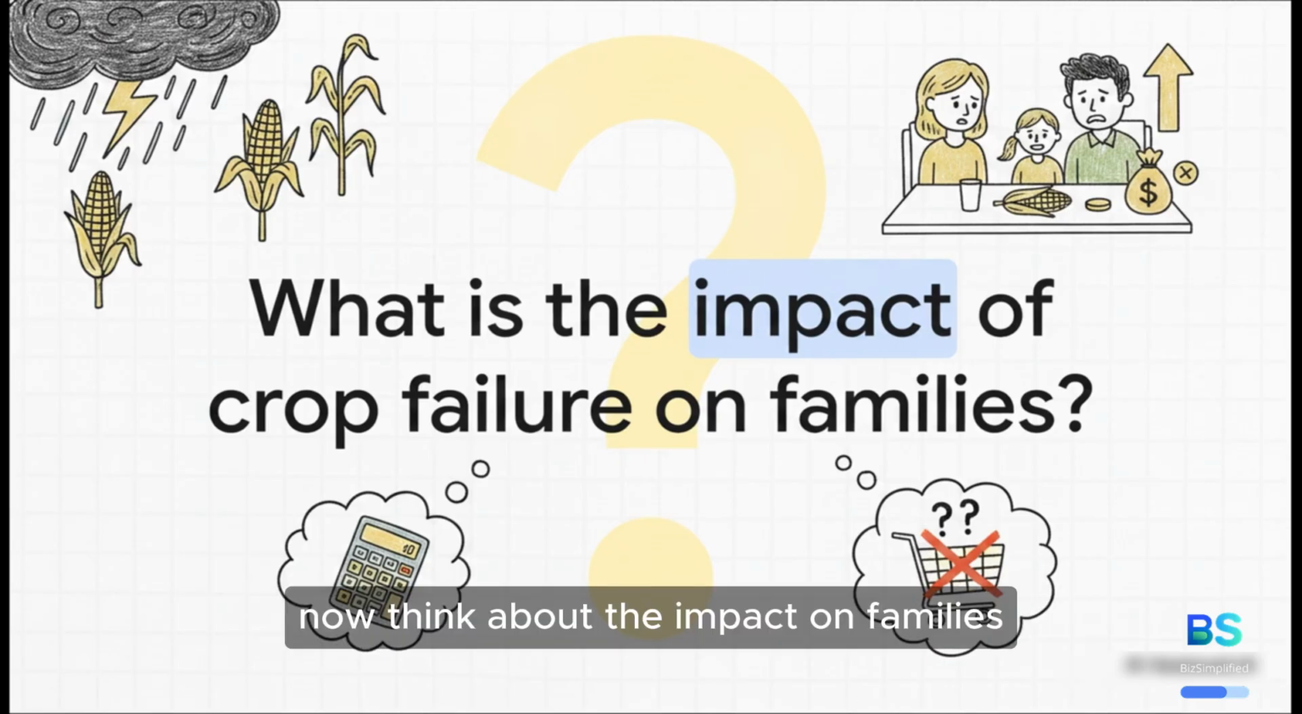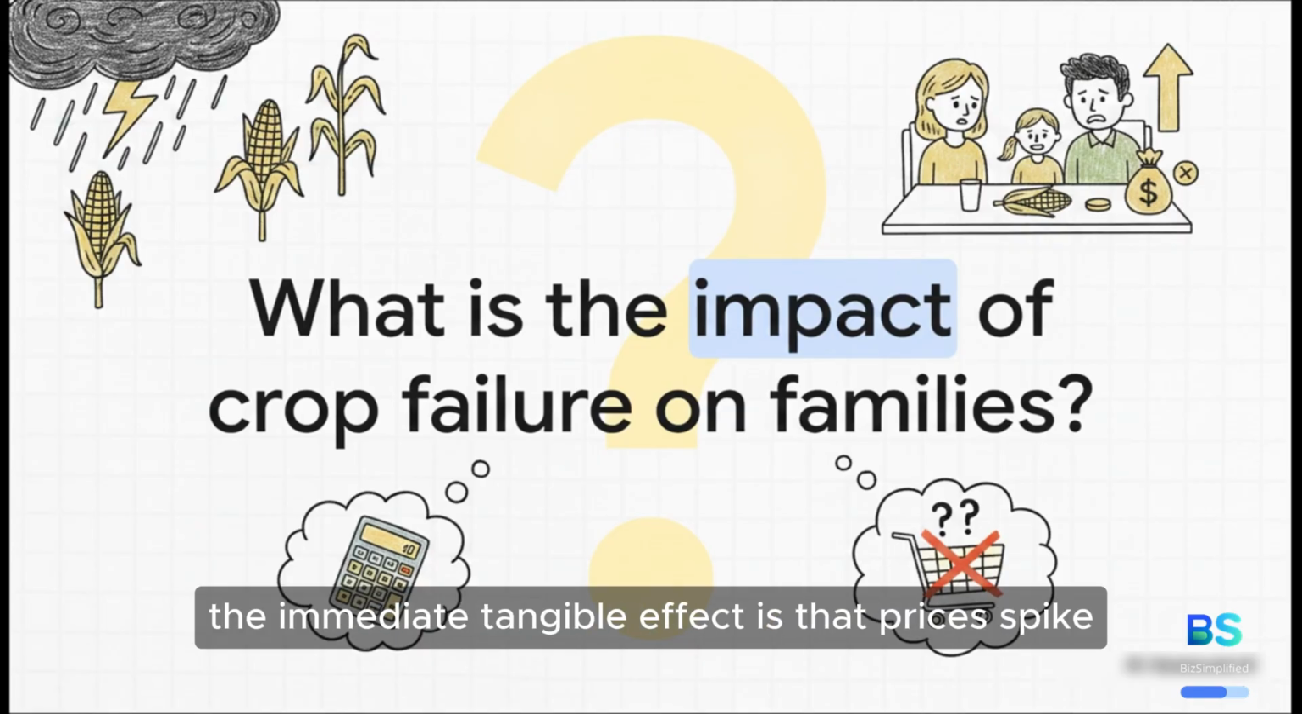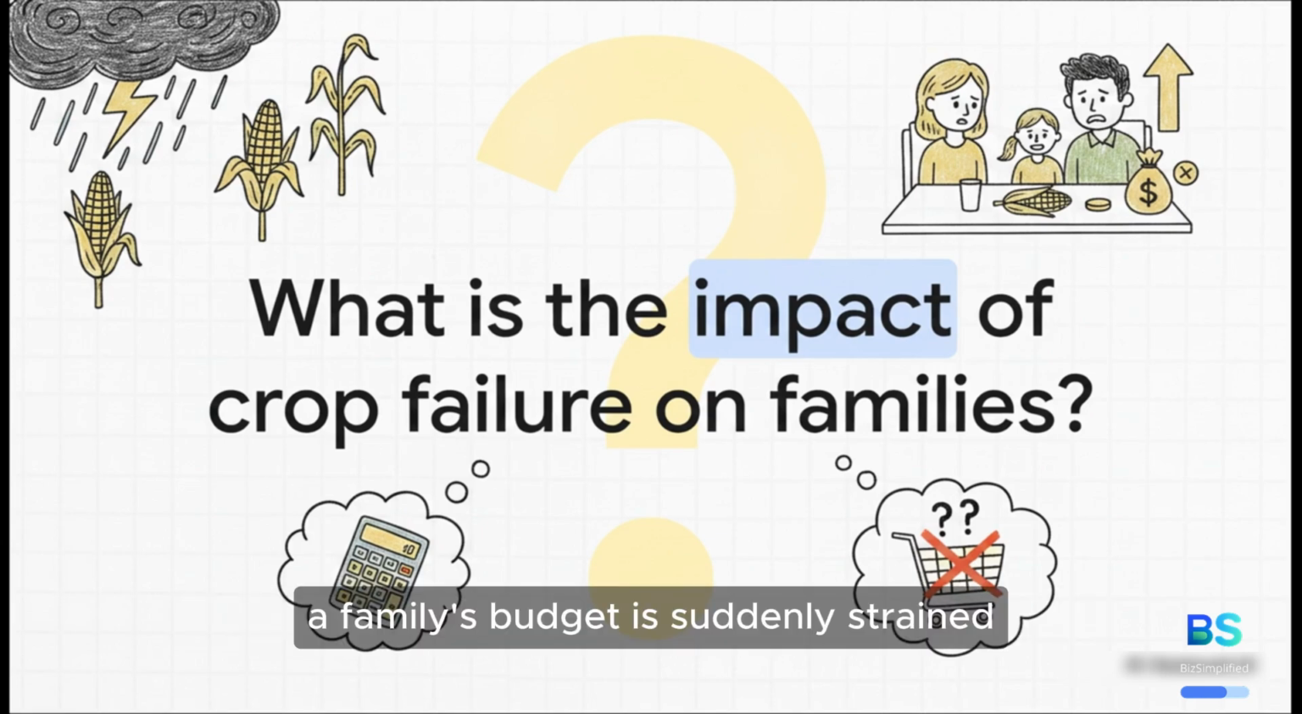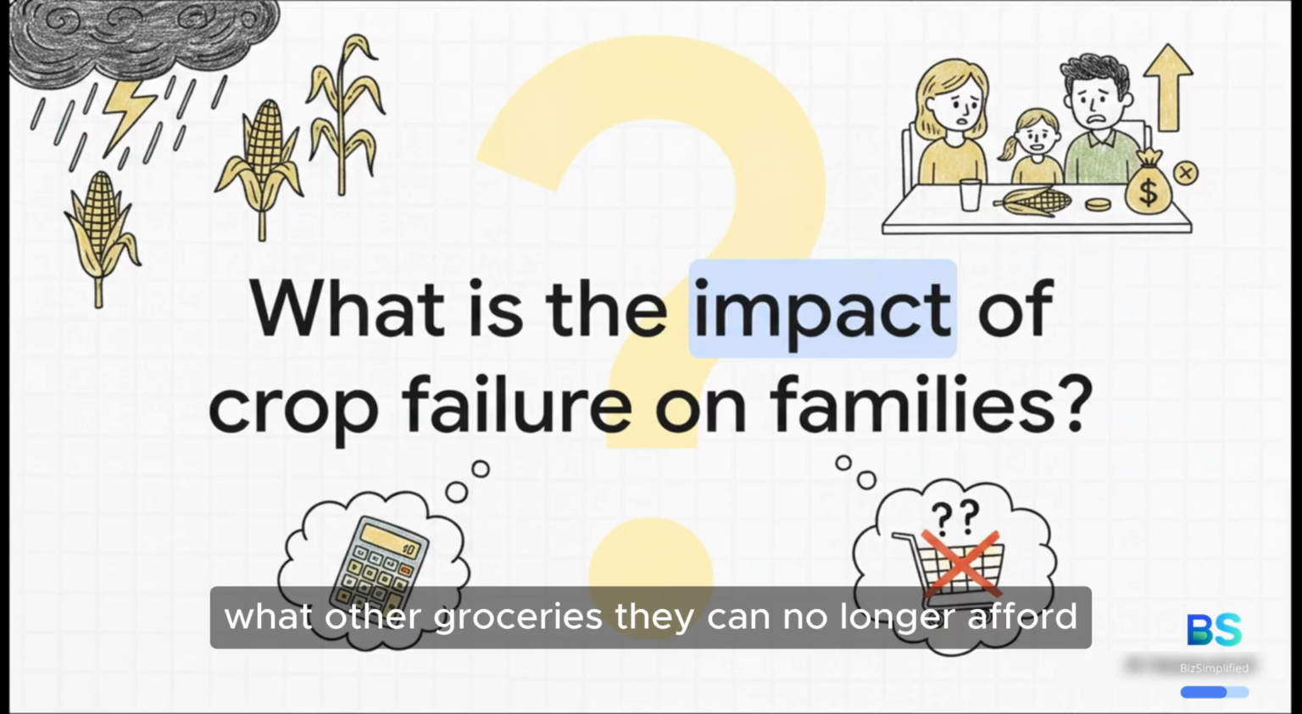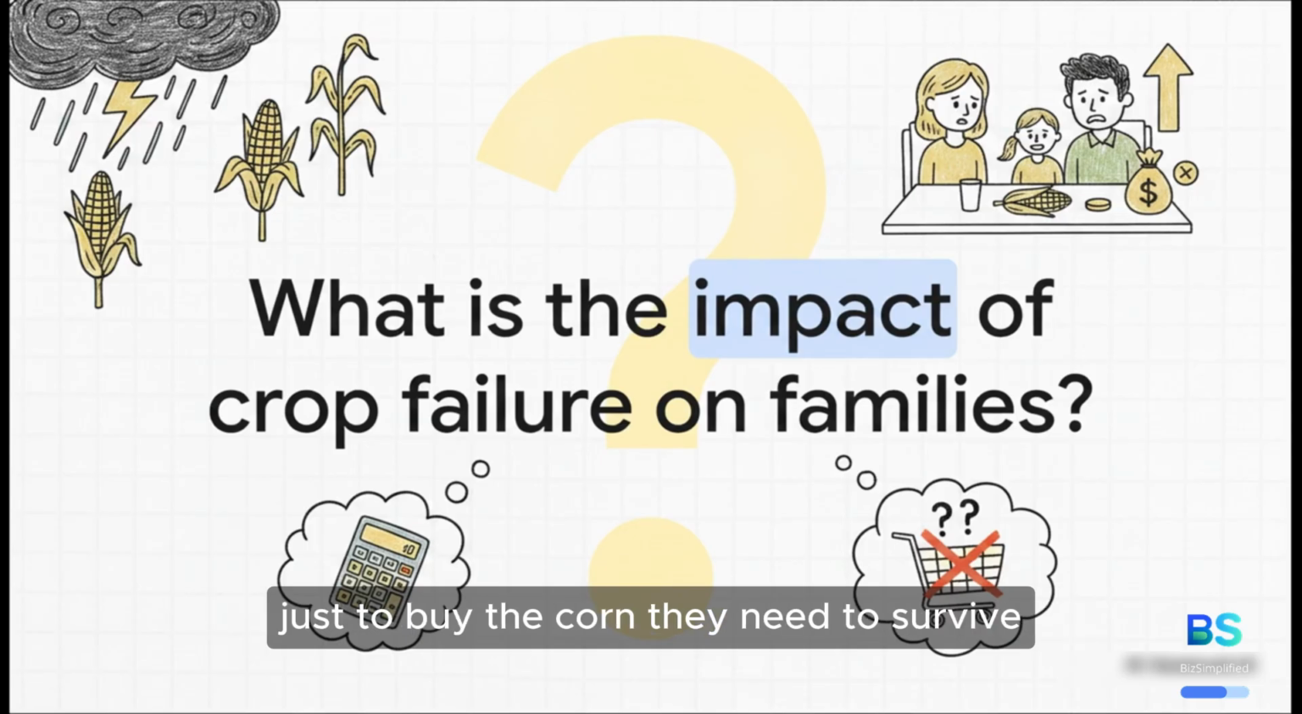Now think about the impact on families who rely on corn as a daily staple. The immediate, tangible effect is that prices spike. A family's budget is suddenly strained. They actually have to sit down and decide what other groceries they can no longer afford just to buy the corn they need to survive.